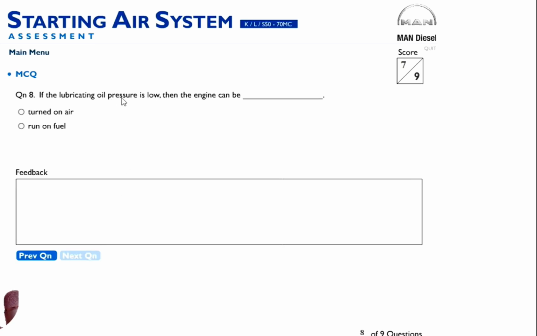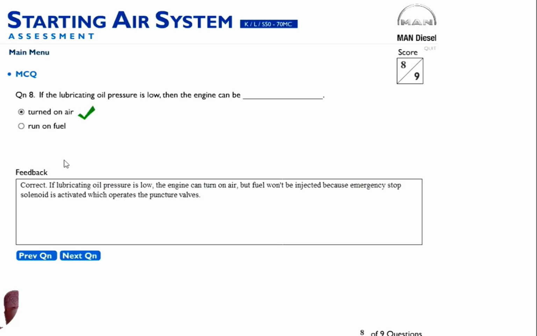If the lubricating oil pressure is too low, then the engine can be turned on air, running on fuel, only on air. If lubricating oil pressure is low, the engine can turn on air, but fuel won't be injected because the emergency stop solenoid is activated, which operates the puncture valves. Okay, that is it. So you can make these tests so you remember what is happening: if you have low lubricating oil pressure, the engine can run only on air, because the emergency stop solenoid is activated, which operates the puncture valves.